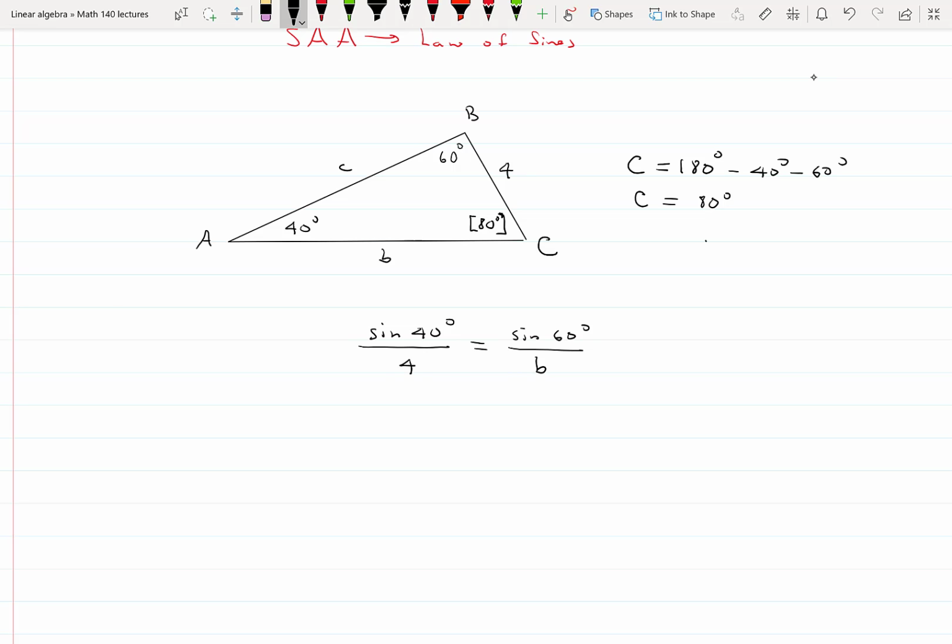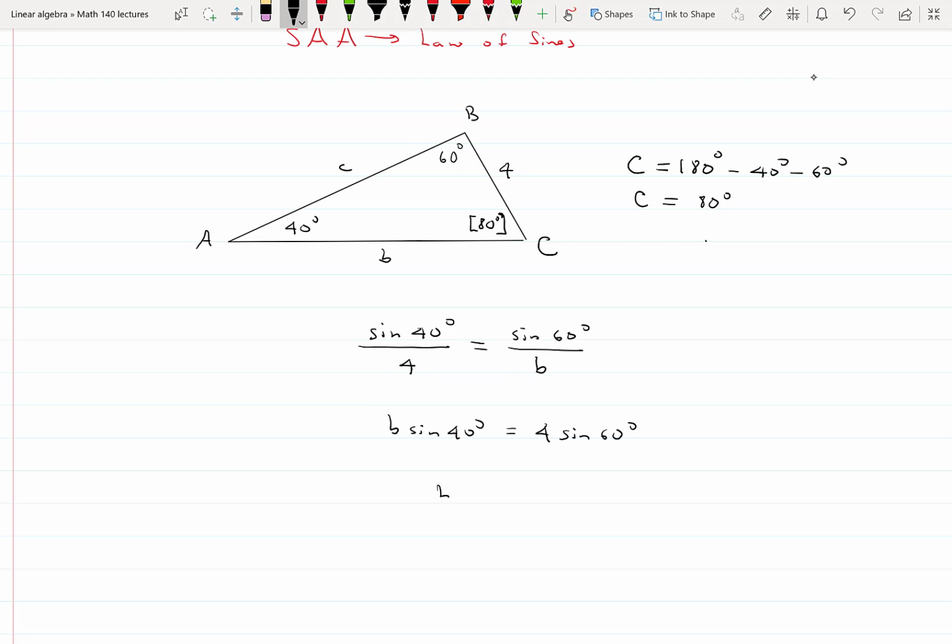So you start out the law of sines with an angle that's given, or an angle that you know, and a side opposite that you also know. You start with a pair of pieces of information, an angle and a side, that are opposite one another. Okay. So then we solve this equation for B. If you cross multiply, you get B times the sine of 40 equals 4 times the sine of 60.